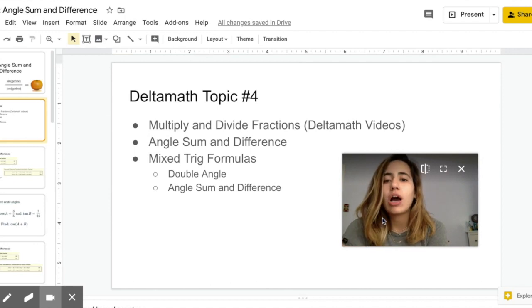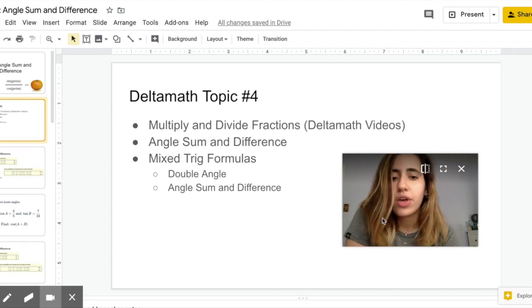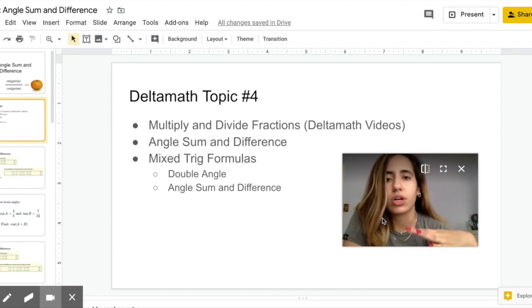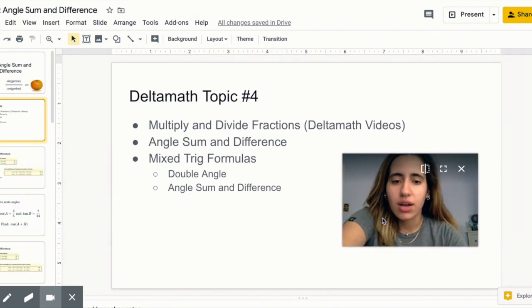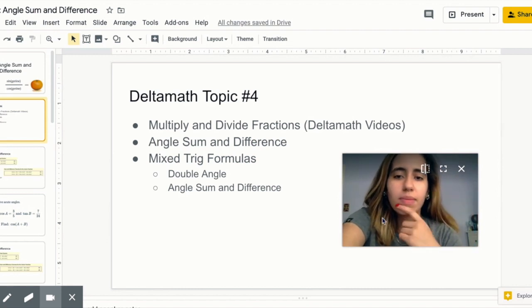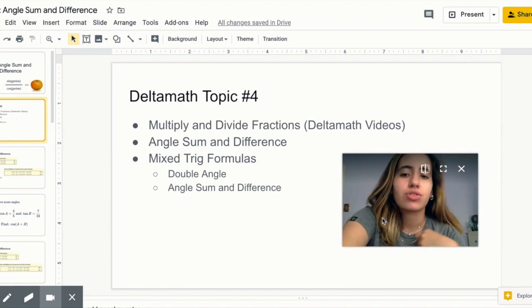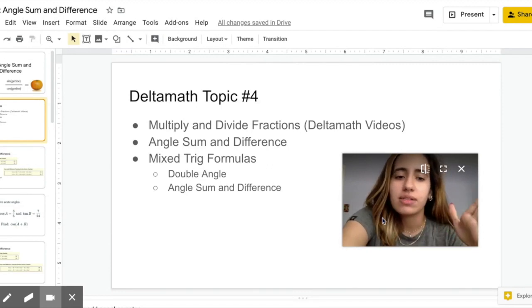So today's topic, or this lesson's topic, is focusing mostly on angle, sum, and difference. Like lesson 3, you are going to start with fractions. You are going to start with multiplying and dividing fractions, and Delta Math has its own embedded video. I will support you in this next section on how to do angle, sum, and difference. And then your third portion of your Delta Math assignment for Thursday is mixed trig formulas. There's going to be mixed problems that'll give you both double angle problems and angle, sum, and difference. So make sure that you have a good understanding and grasp of both of those things before you jump into that. Otherwise, it's exactly the same.